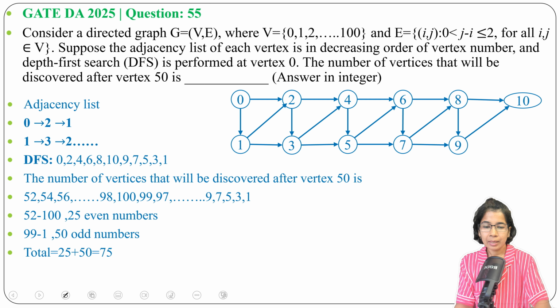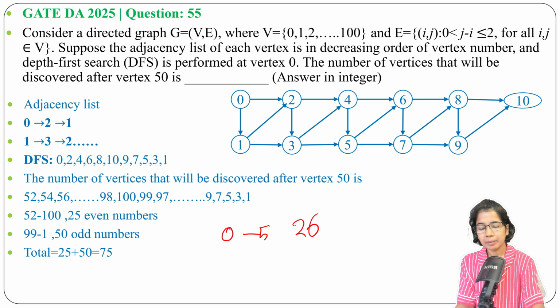Now another way: from 0 till 50, how many numbers are we visiting? It will be 26 including 0. If it were from 1, then it would be 25. But as 0 is given, 0 till 50, it will be 26 numbers. And the question is asking after 50. So from 0 till 50, 26 numbers it will visit.